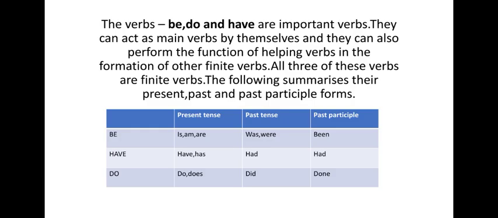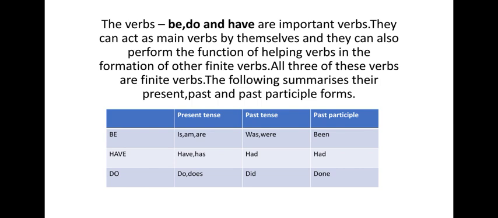The verbs be, do, and have are important verbs. They can act as main verbs by themselves, and they can also perform the function of helping verbs in the formation of other finite verbs. Here, be, do, and have can function as helping verbs, and they can also function as main verbs. And they help in the formation of finite verbs.